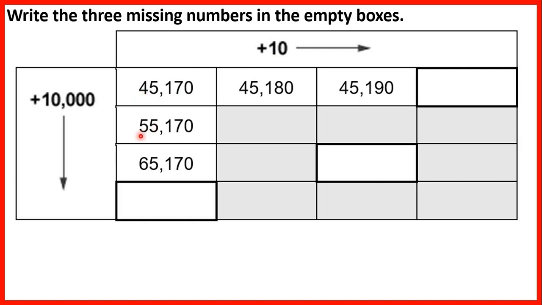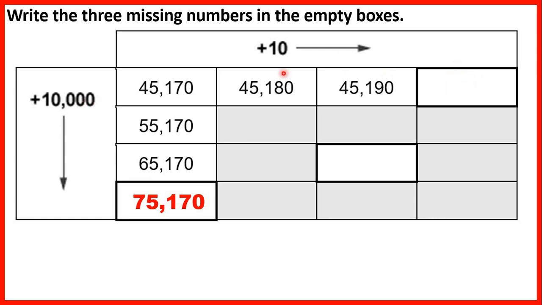45,170, 55,170, 65,170, so this box here will be 75,170 because we're adding 10,000 each time.